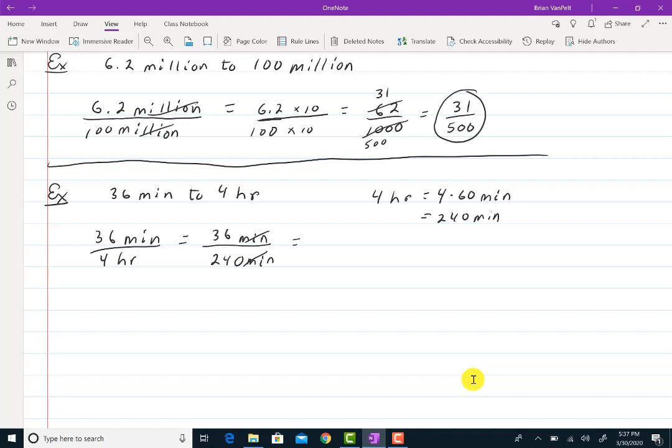Between the 36 and the 240, I'm not sure what I want to cancel. I think I can cancel out, let's start with a 6. So 36 divided by 6 is 6. 240 divided by 6 is 40. So I'll have 6 over 40. Not quite as simple as it can get. I can still cancel a 2 into the 6 and the 40 and end up with my final answer of 3/10.